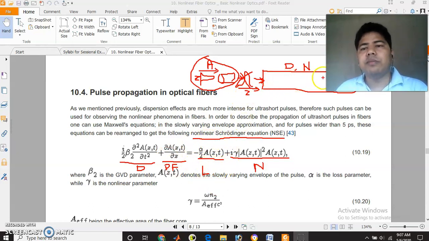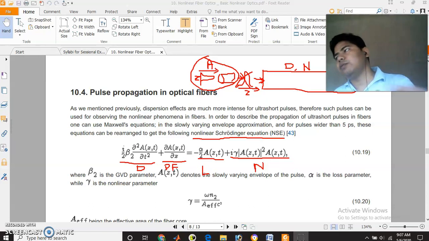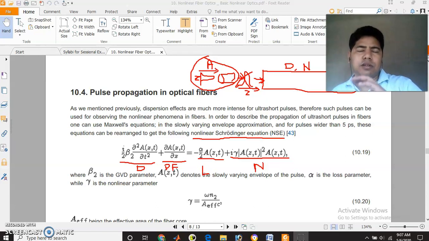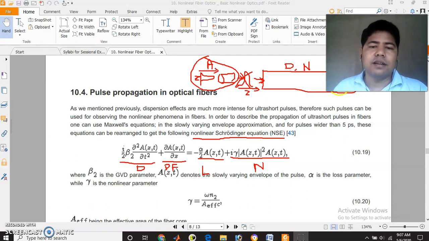Loss means when there will be some loss, the loss parameter may occur here. Loss parameter may have a relation with distance. We know that when light propagates through an optical medium, there will be a loss due to a lot of phenomena, a lot of effects. The loss will be there, and that loss is counted as this part. Here alpha is called the loss parameter, and the fourth part is the nonlinearity.